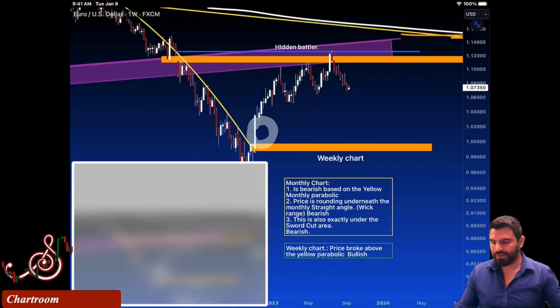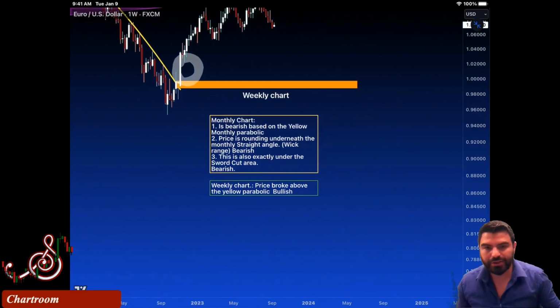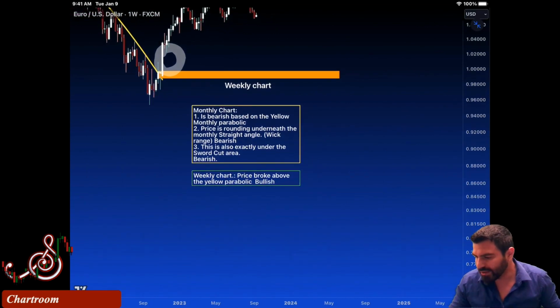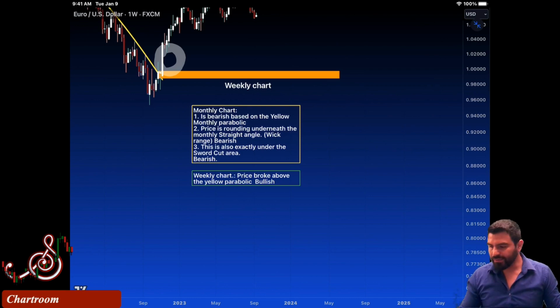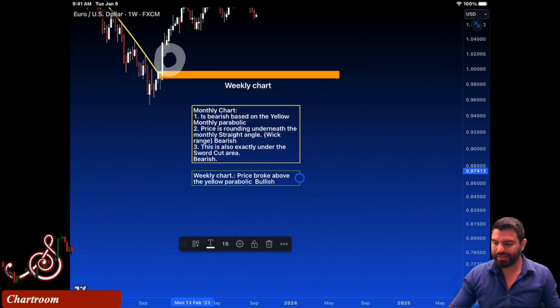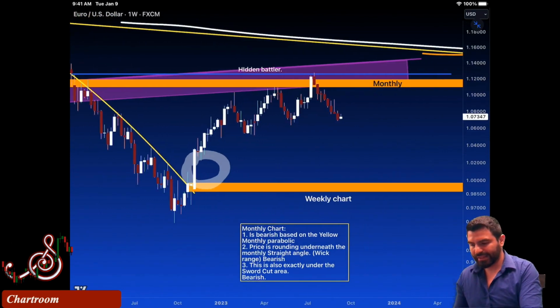All right. So just to recap so far, the monthly chart is bearish based on the yellow monthly parabolic. Price is rounding underneath the monthly straight angle wick. It's bearish. And this is also exactly under the sword cut area. That's bearish. So 3 reasons to be bearish monthly. The weekly chart is price broke above the yellow parabolic line. That is bullish. However, is that the last thing we got going on here?